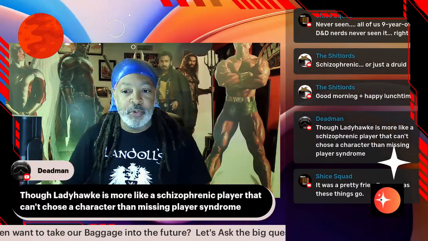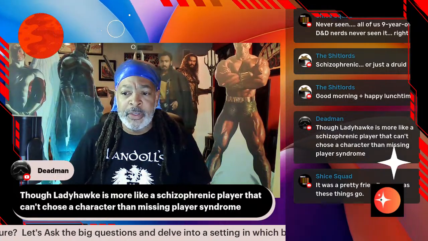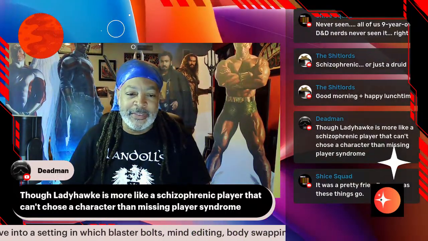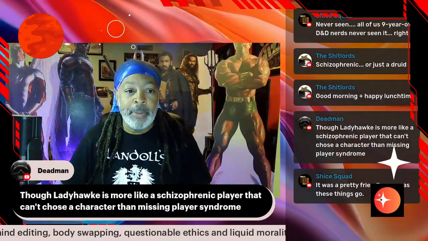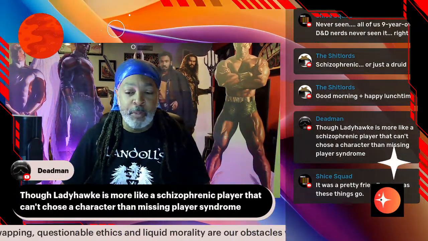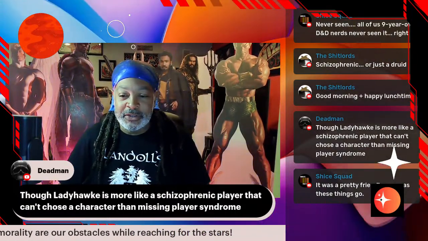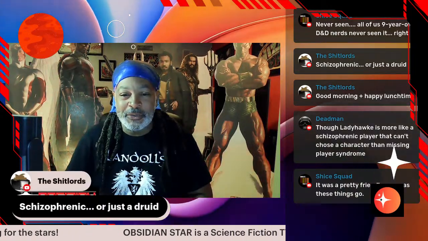Essentially, a prison. What has this got? 67% on Rotten Tomatoes. Because even by today's standards, the action and the magic and things like that are not too original. But the important part of the movie is the curse itself. Like Shitlord says, schizophrenic, just a druid. Yeah, it could be anything you want, whenever you want it.